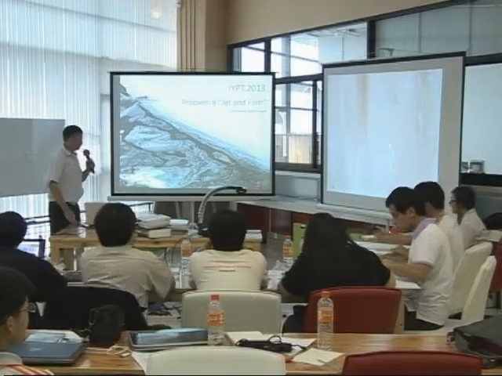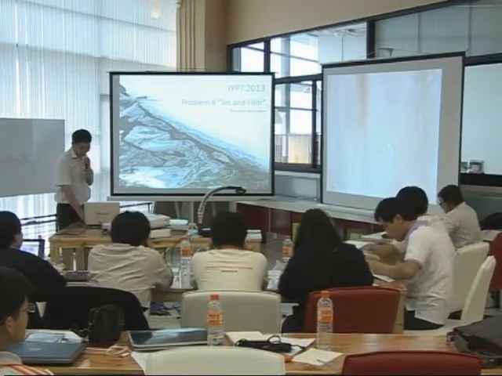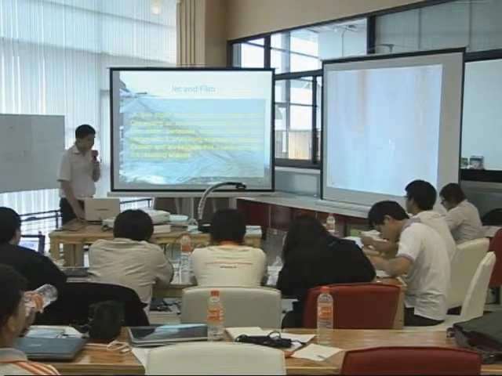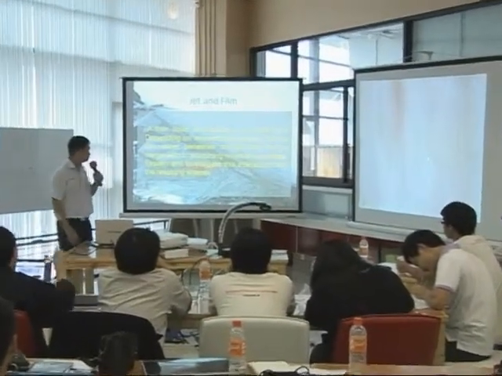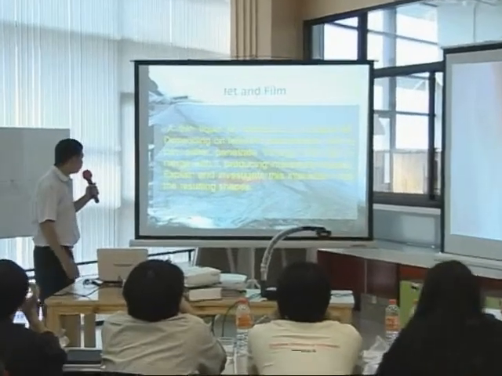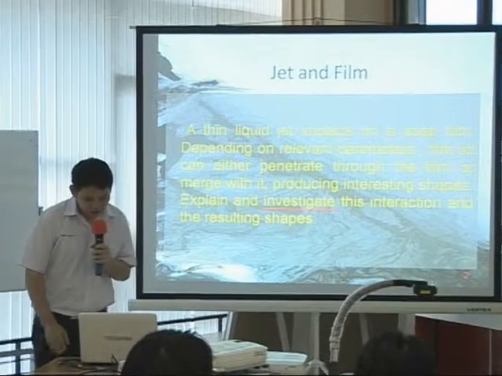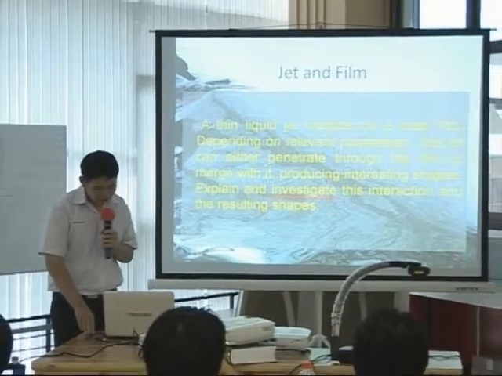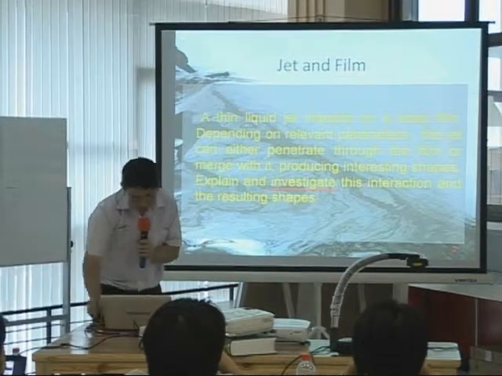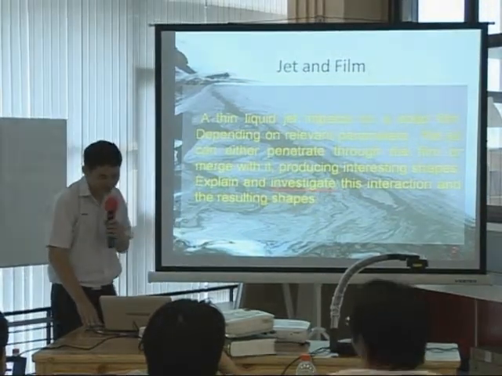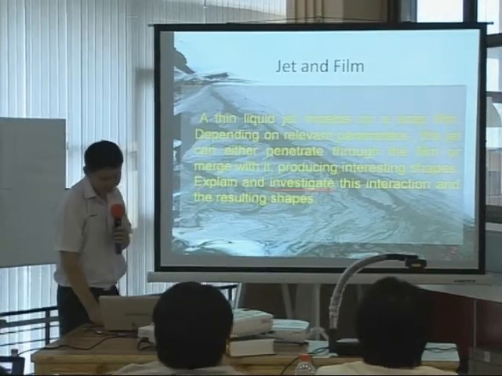Okay, good afternoon. Today I will present problem number 8, jet and film. Jet and film is a thin liquid jet impact on a soft film, depending on relevant parameters. The jet can either penetrate through the films or merge with it, producing interesting shapes. Explain and investigate this interaction and the resulting shapes.